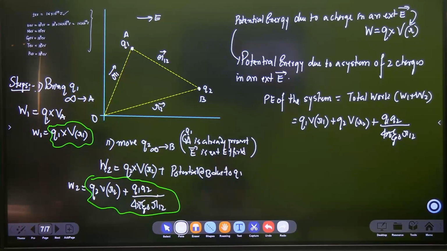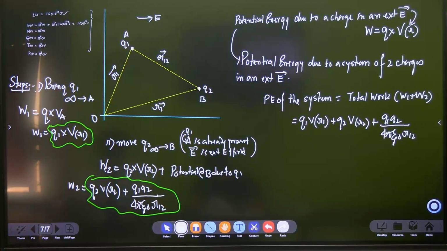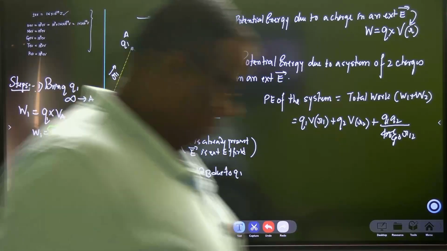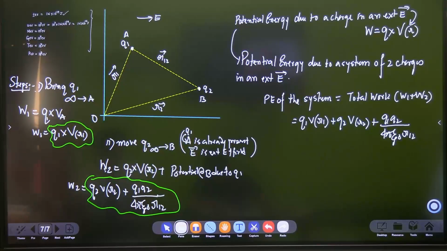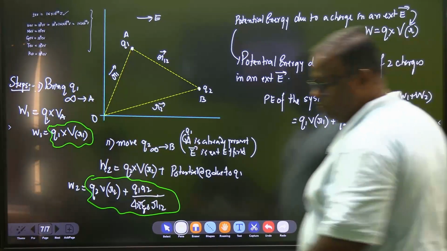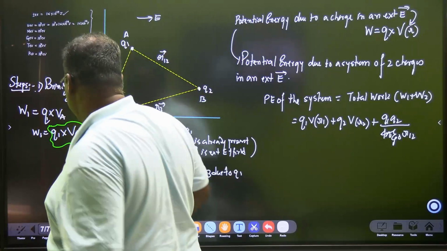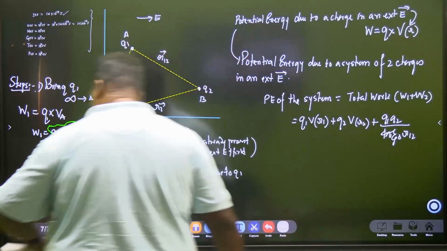After that, we see what happens to a potential due to a dipole. Fine. So we have one more example to solve here. Let's take that. Maybe the dipole will be done in the next class.